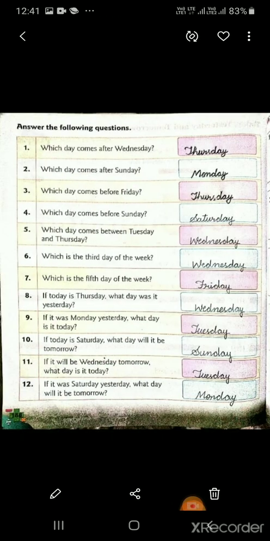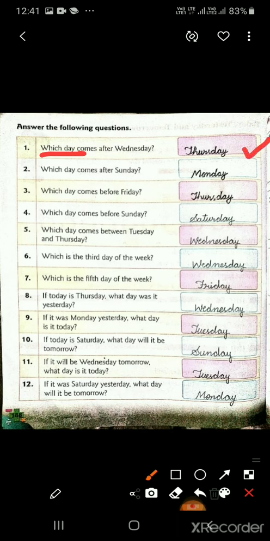Now see the next page, that is page number 188. Answer the following questions. You have to write the answer. I am reading here the question: Which day comes after Wednesday? Yes, Thursday. If you know the days' names, you can very easily write them. So Thursday comes after Wednesday. Next question: Which day comes after Sunday? Yes, Monday. You will write Monday.